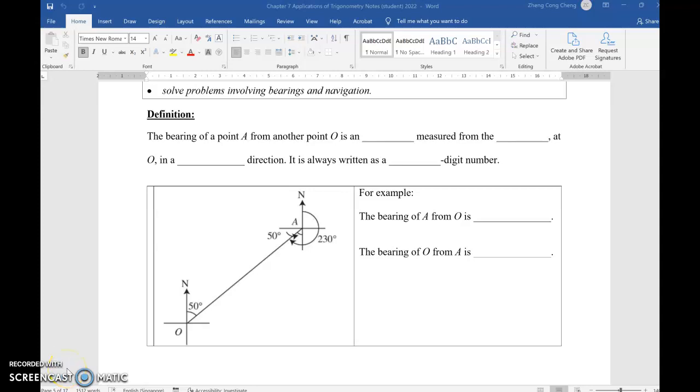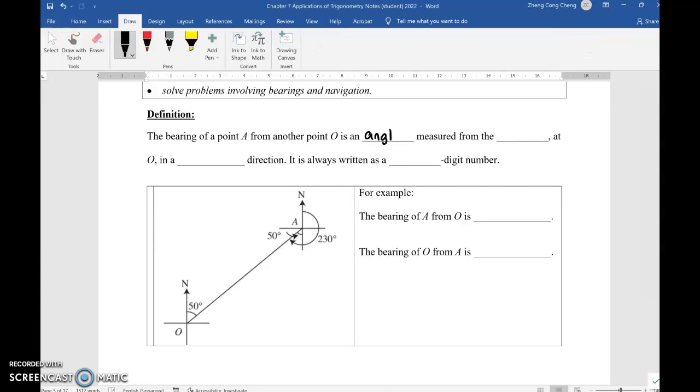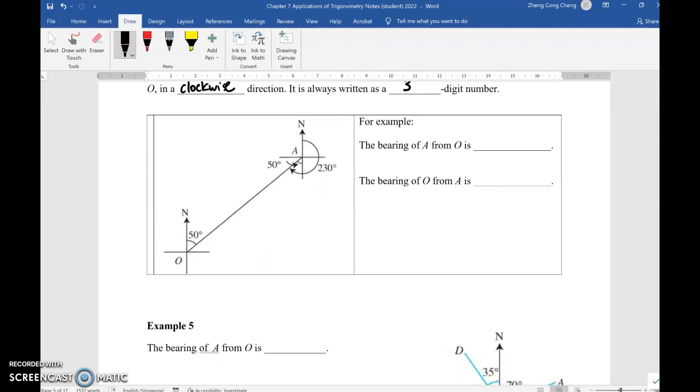Hi Form 3. In the previous lesson, we learned that the bearing of a point A from another point O is an angle measured from the north at O in a clockwise direction and is always written as a 3-digit number. We also learned that we always have to make use of alternate angles when there are two norths, and we also make use of interior angles, where they add up together to be 180 degrees.